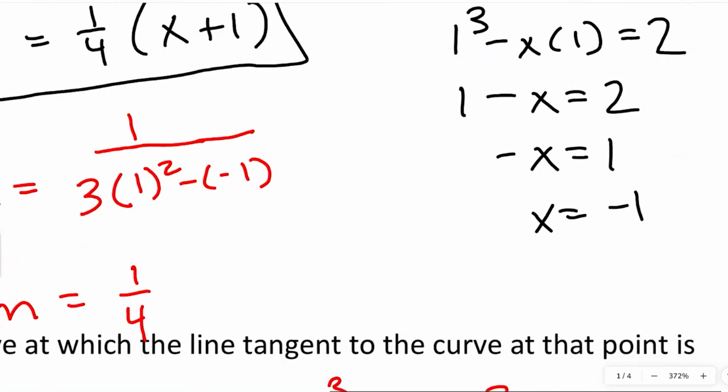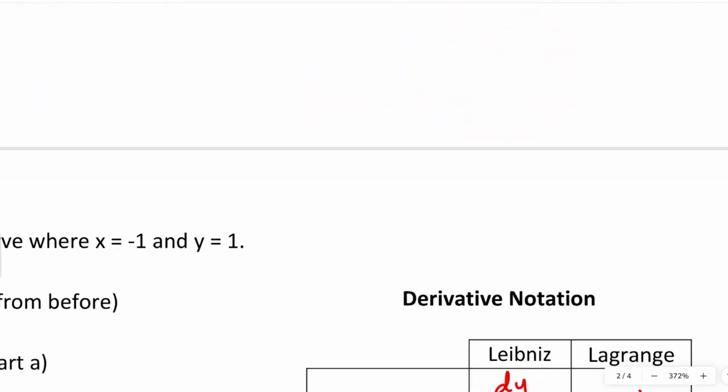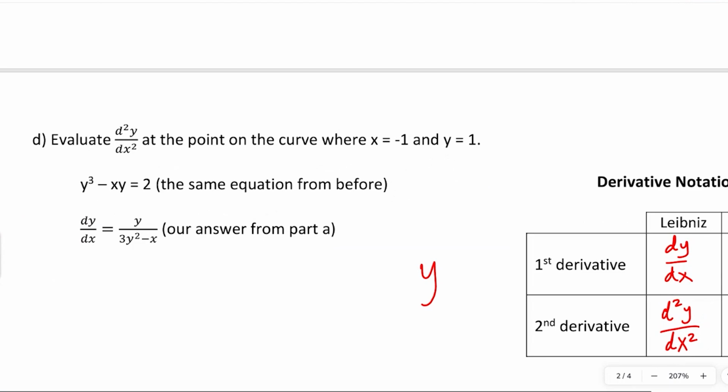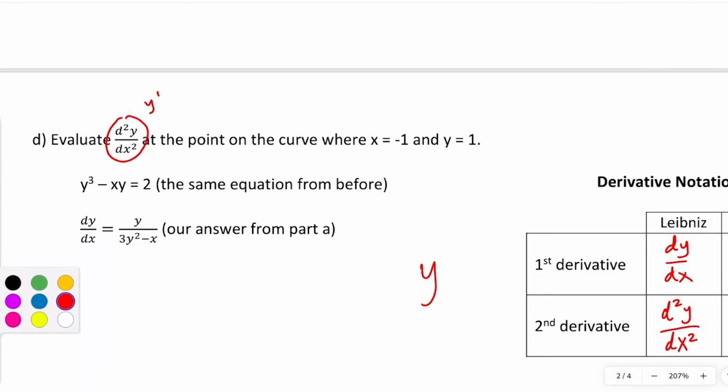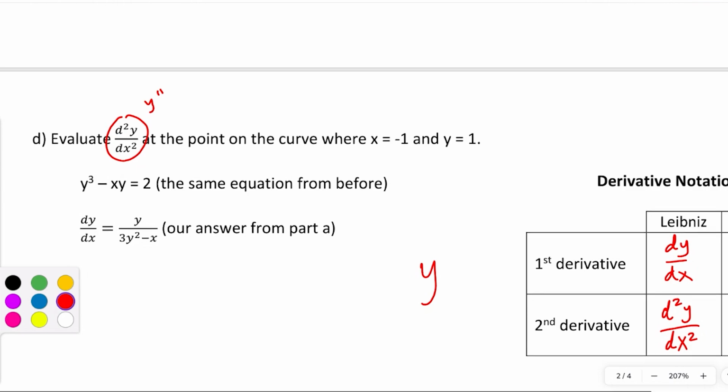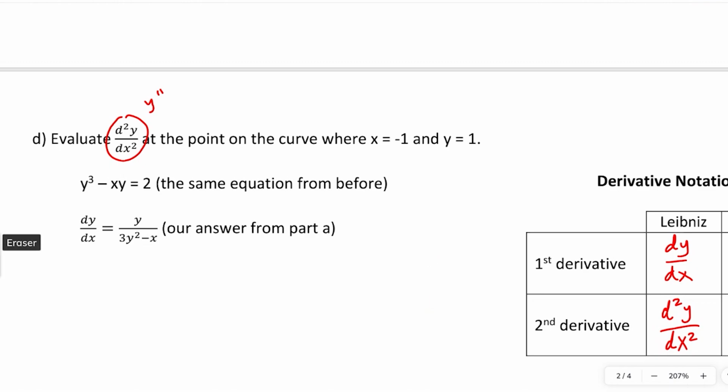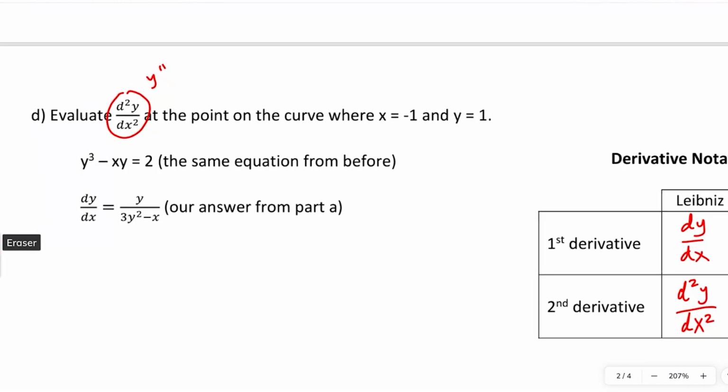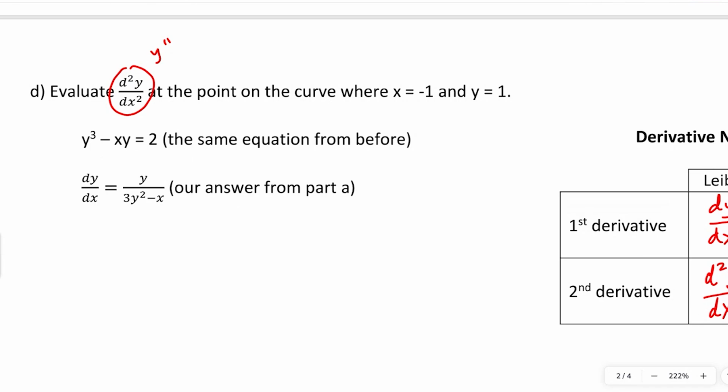Let's find the second derivative. That's what this means. This is the second derivative at the point on the curve where x is negative 1 and y is 1. Now, I went ahead and typed out these equations so we don't have to keep flipping back and forth on the page. Here is the original equation, and here's the first derivative. We found that in part A. So now let's find the second derivative.